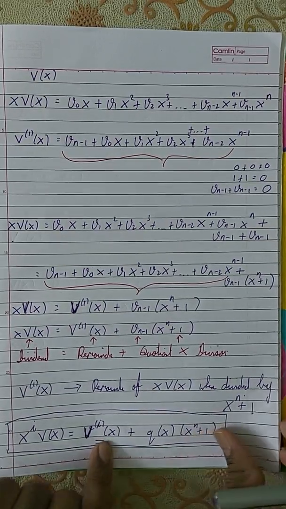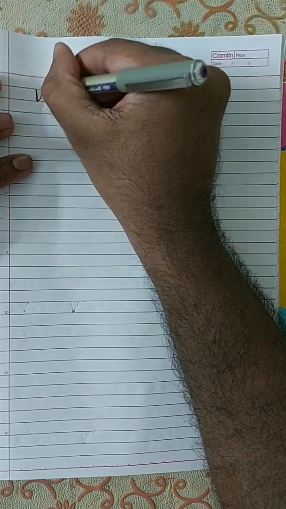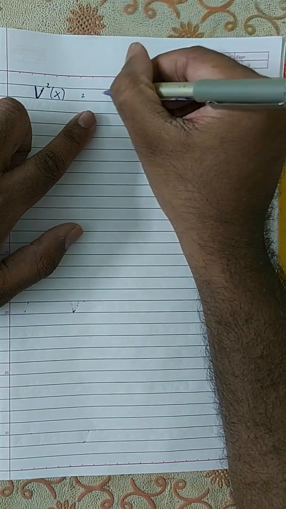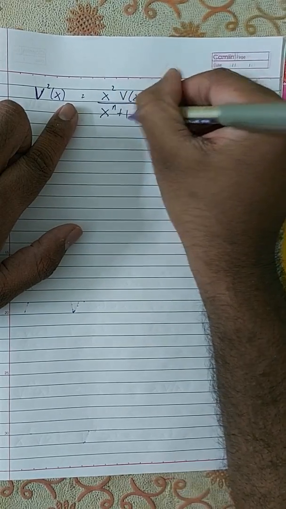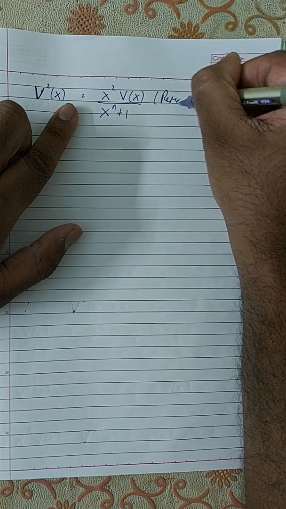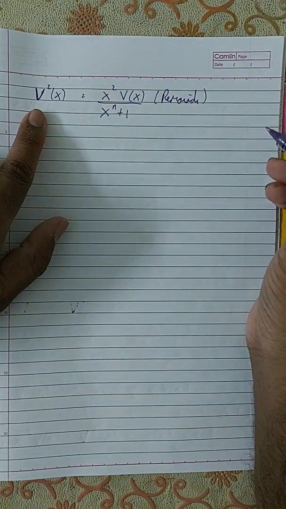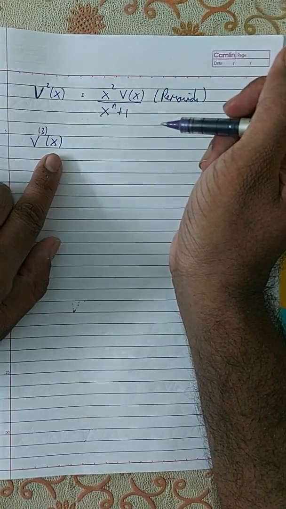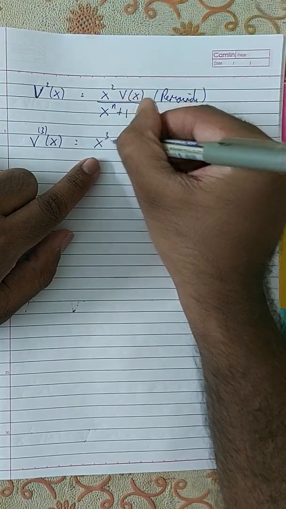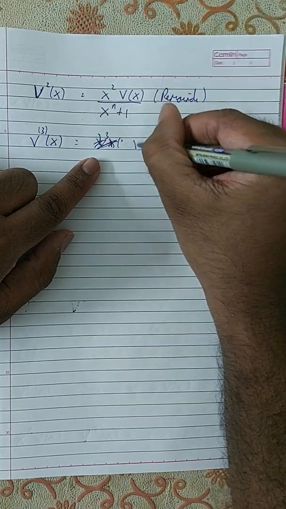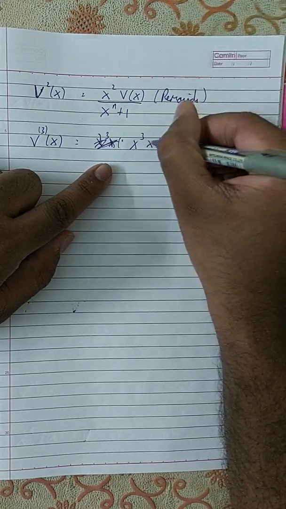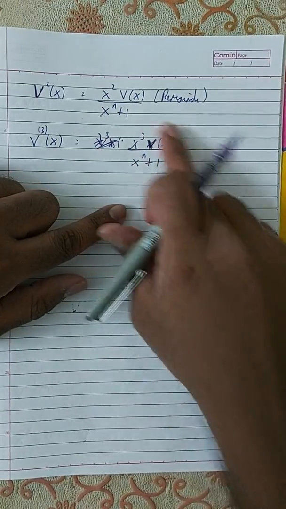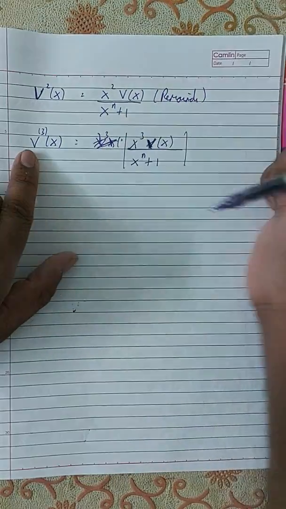For example, if you want to find v2 of x, all you need to do is multiply v of x with x square, divide by x raised to n plus 1, and take the remainder. The remainder is v square of x. In the same way, if you want to find v cube of x, that is the cyclic shift code polynomial of the code word shifted 3 times, all you need to do is multiply v of x with x cube and then divide by x raised to n plus 1, and the remainder of this is v cube of x. This is how we find it.